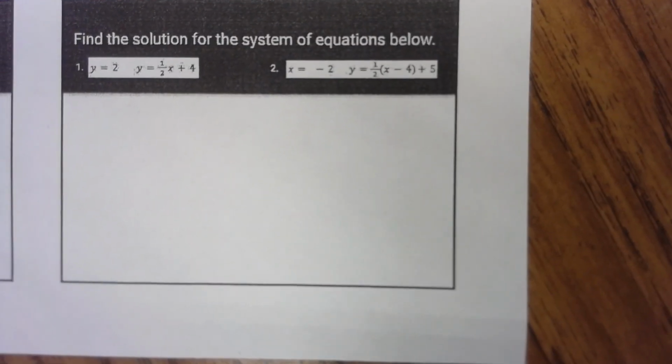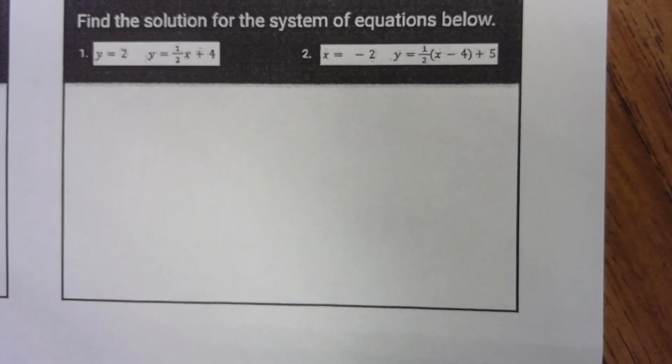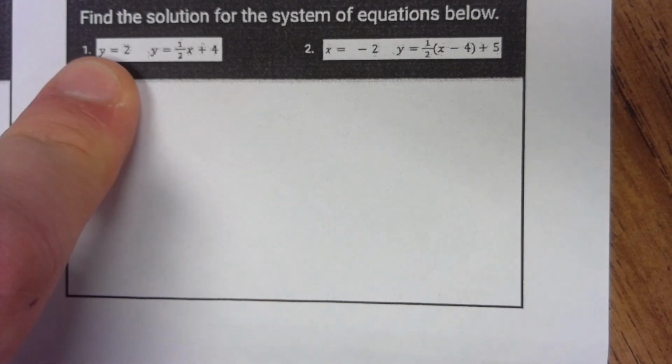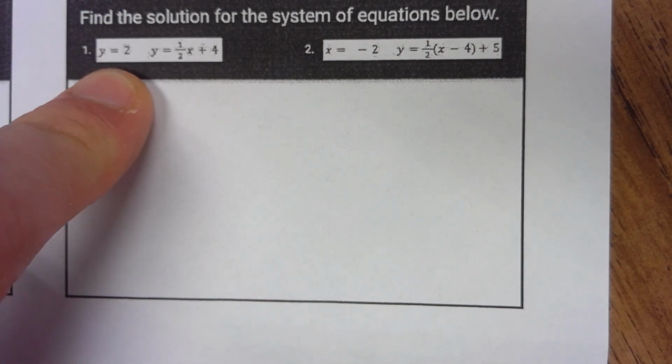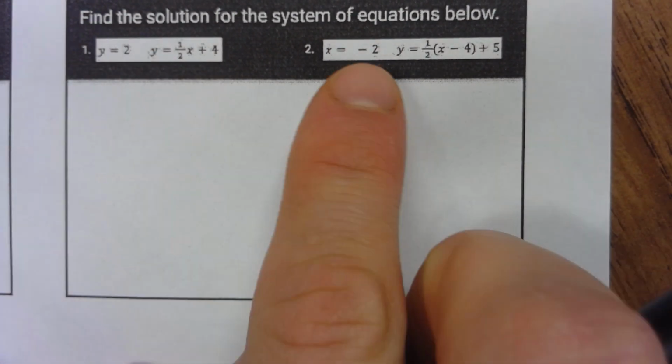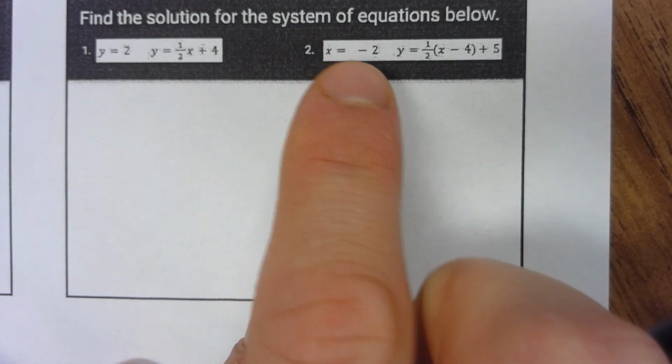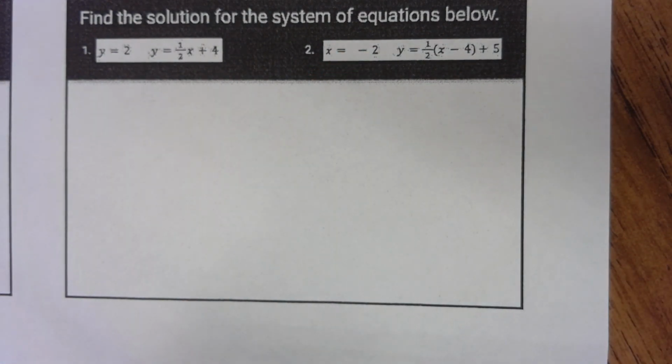Since we have some idea, why don't you all do 1 and 2 in your groups, where you can see that we have y by itself, so you can substitute that 2 in for y in the other equation, and x by itself, so you can substitute for x in the equation as well.